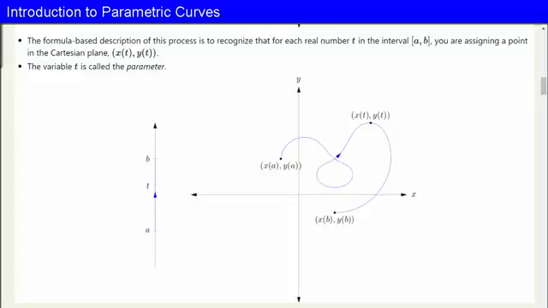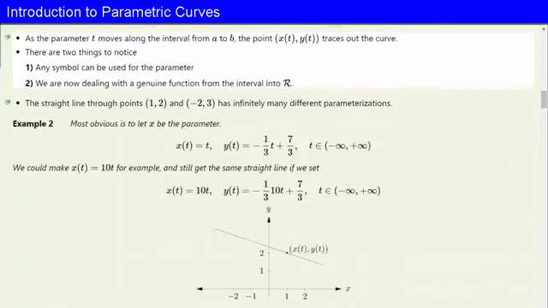The analytic, that is, formula-based, description of this process is to recognize that for each real number t in the interval [a, b], you are assigning a point in the Cartesian plane with coordinates x(t), y(t). The variable t is called the parameter. As the parameter t moves along the interval from a to b, the point x(t), y(t) traces out the curve.